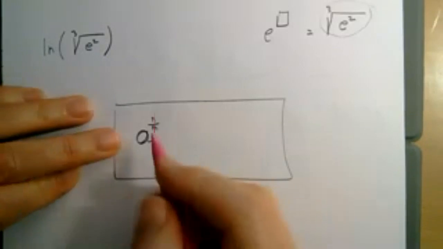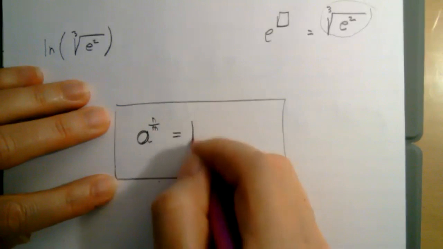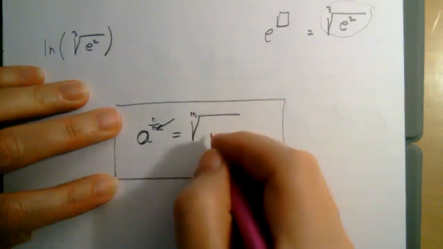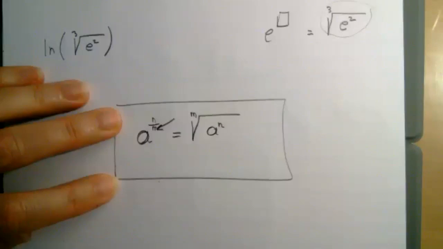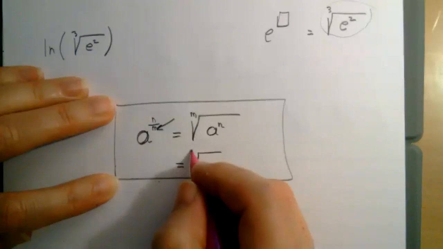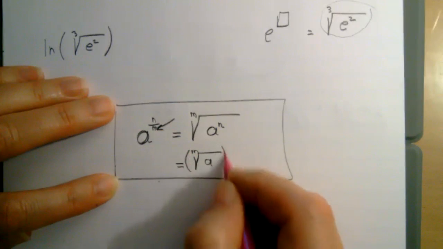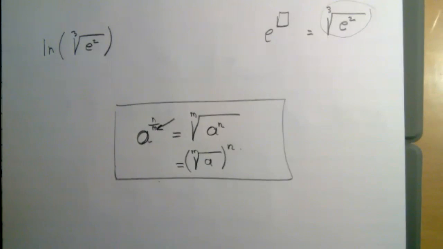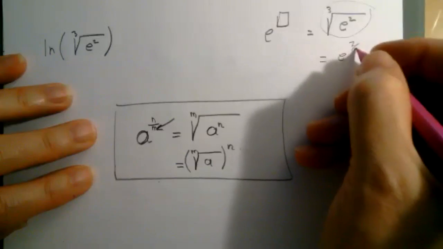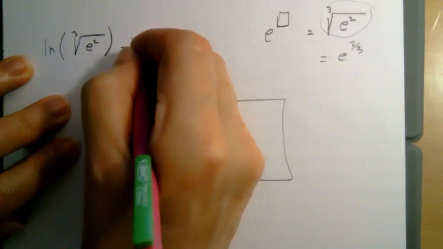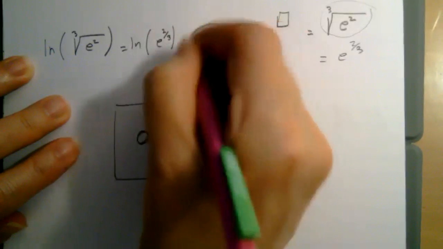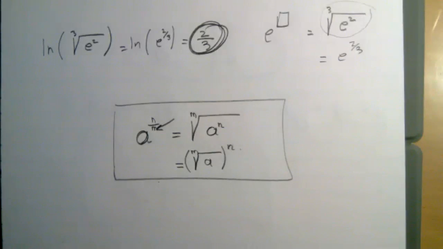A to the n over m, as I said before, this is the m-th root, and this is a to the n. Or, because we can multiply powers, this is the m-th root of a, the whole thing to the power n. That's what we talked about at the beginning of the semester. So this is e to the power 2/3. So this is ln of e to the 2/3, which is going to give me 2/3. All right?